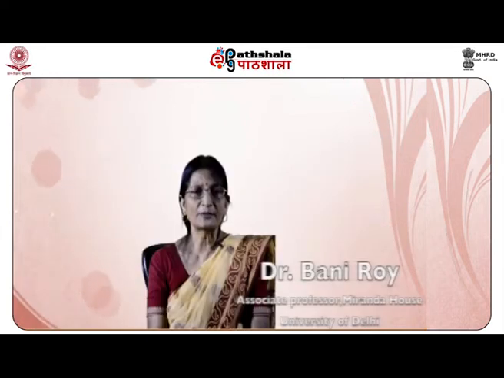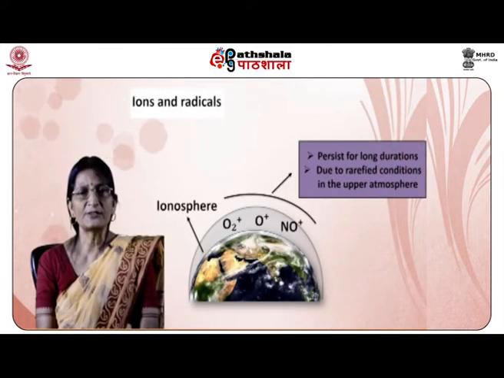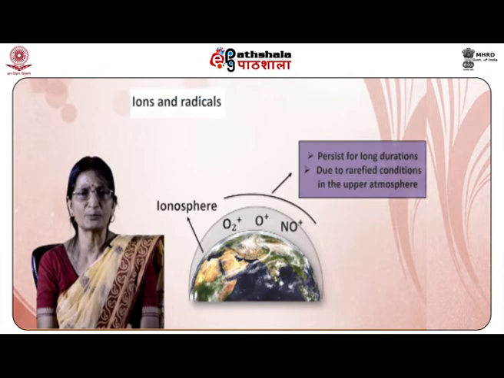Let us now talk about the ions and radicals present in the atmosphere. The upper layer of the atmosphere, as we have already said, is known as the ionosphere, starting from the mesosphere onwards, because it contains a significant number of electrons and positive ions. The positive ions could be the oxygen molecule ion, atomic oxygen ion, nitrosyl ion, etc. They persist for long durations without recombining to give neutral species because rarefied conditions exist in the upper atmosphere.